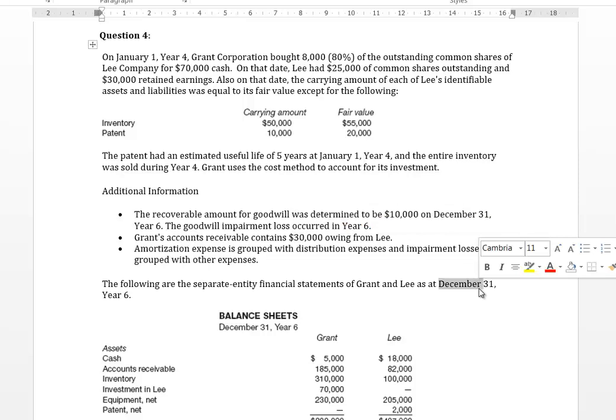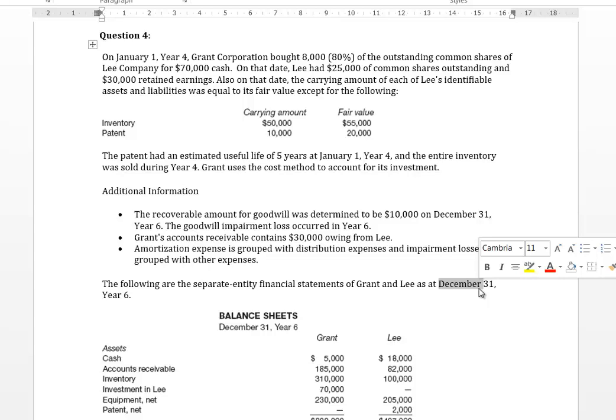Well, if Grant's receivables include money that Lee owes it, then Lee must have an account payable on its books. So that debt is owed by Lee to Grant. Grant has a receivable, right? Lee has a payable. So what we're saying is that these are not accounts receivable and accounts payable with outside third parties from the consolidated entity. So what we need to do is we need to eliminate it from our balances.